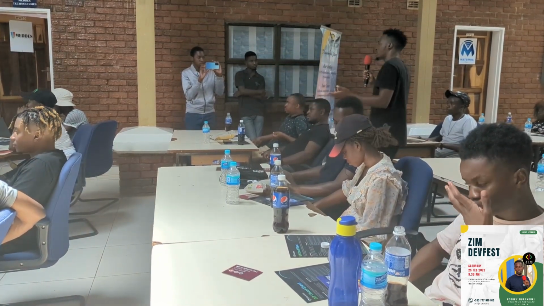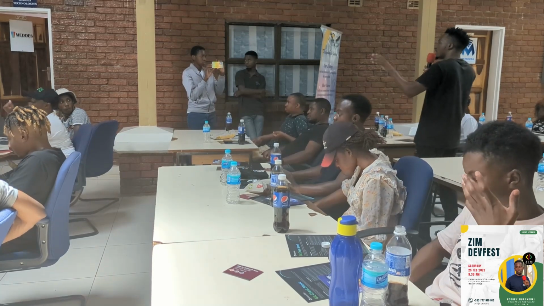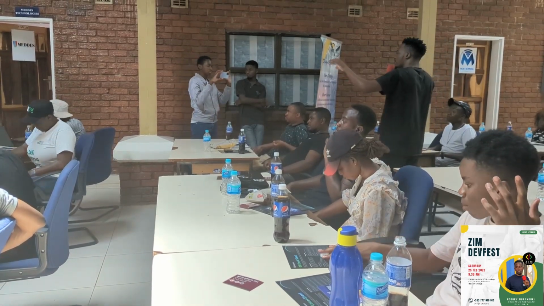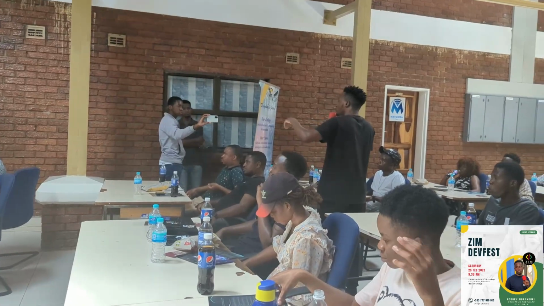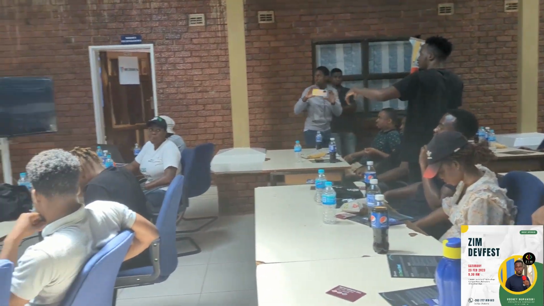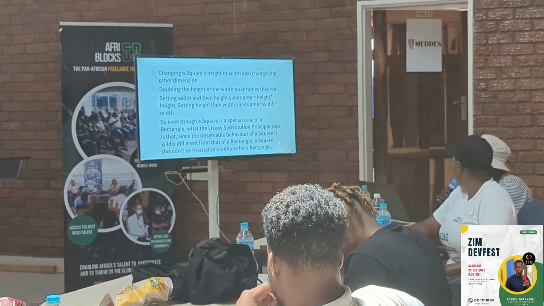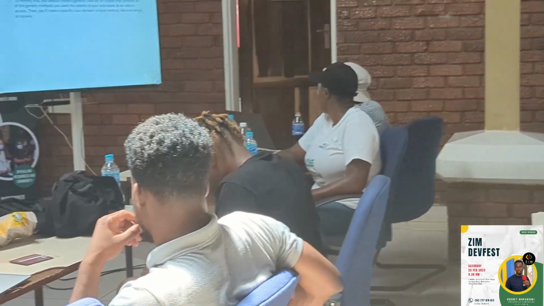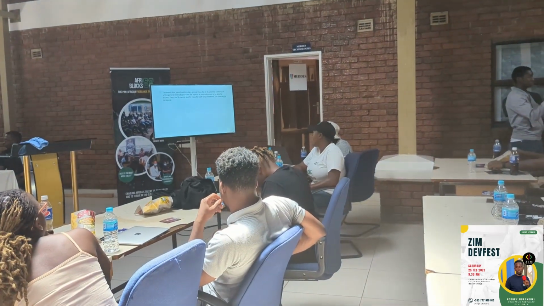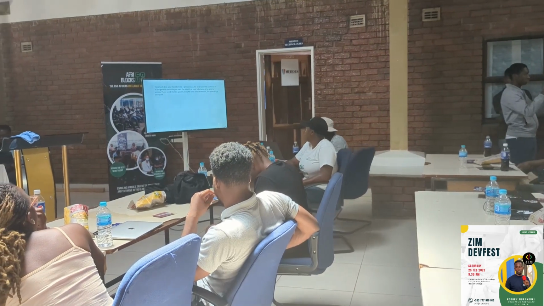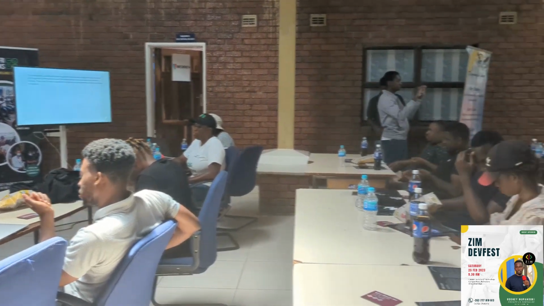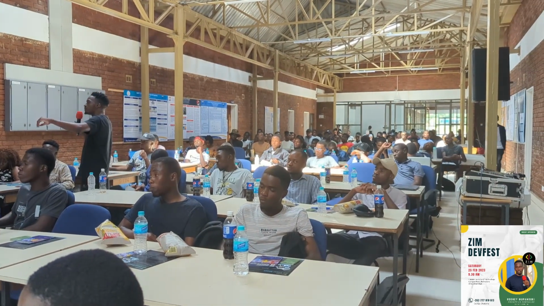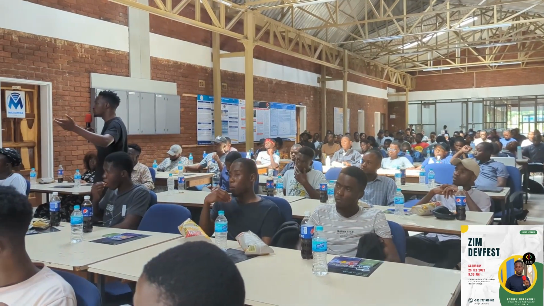So even though a square is a special case of a rectangle, what the Liskov substitution principle says is that since the observable behavior of a square is widely different from that of a rectangle, if you go back to that previous slide, it shouldn't be treated as a subtype of a rectangle. So basically you can see that the principle was broken, in the sense that we can't assume that a square is the same as a rectangle. So basically that's what this principle is trying to say.